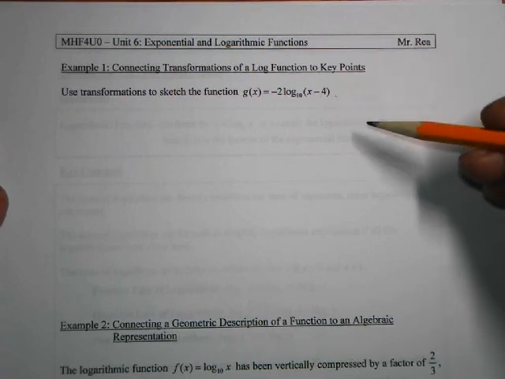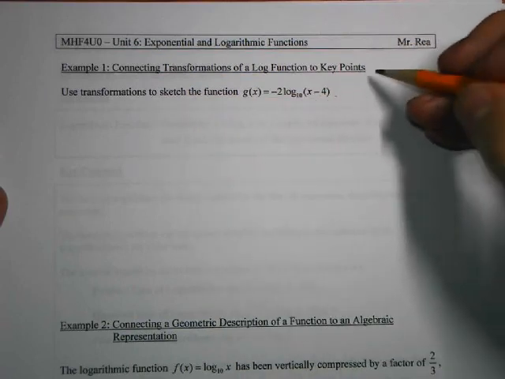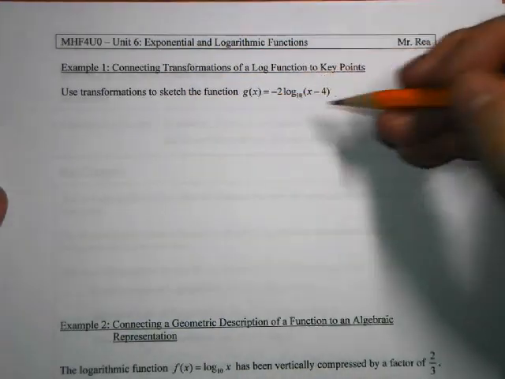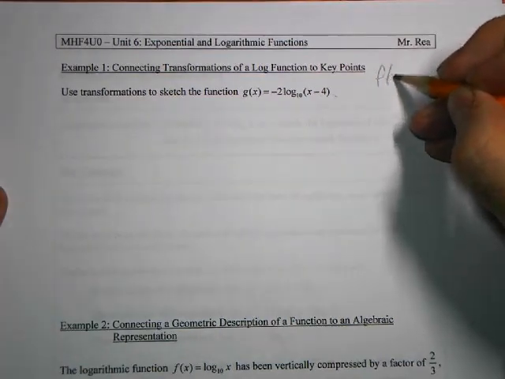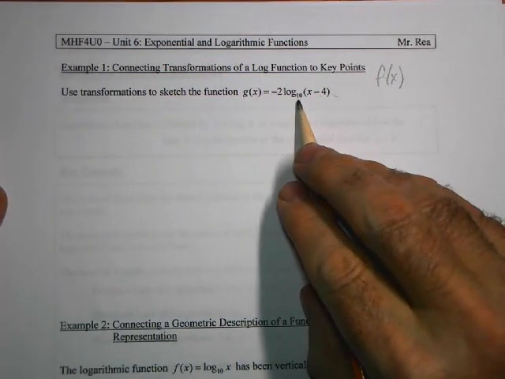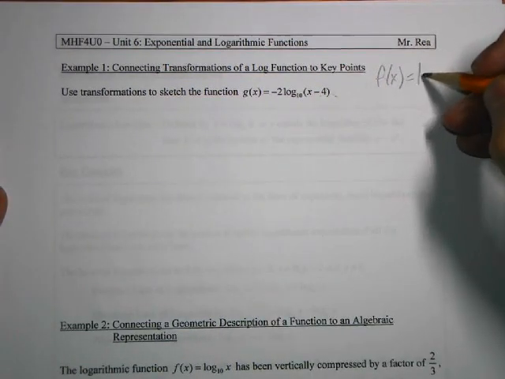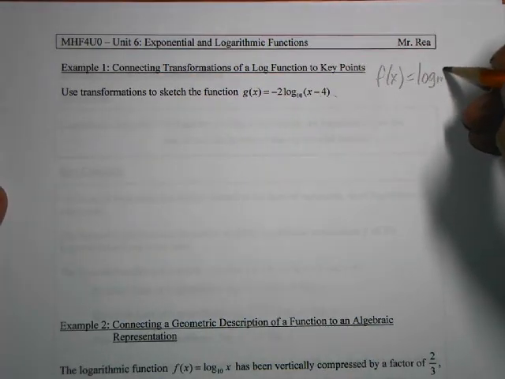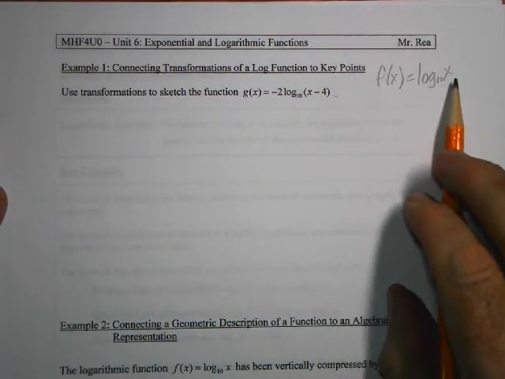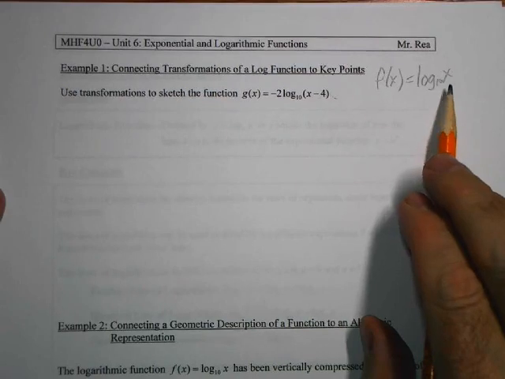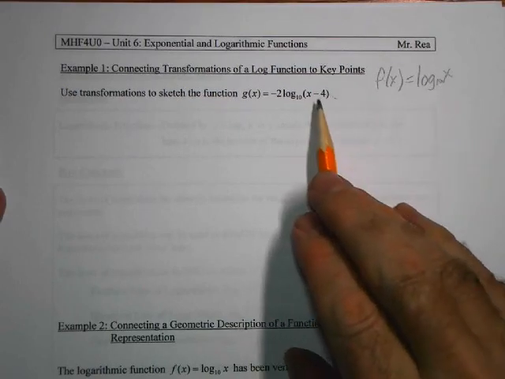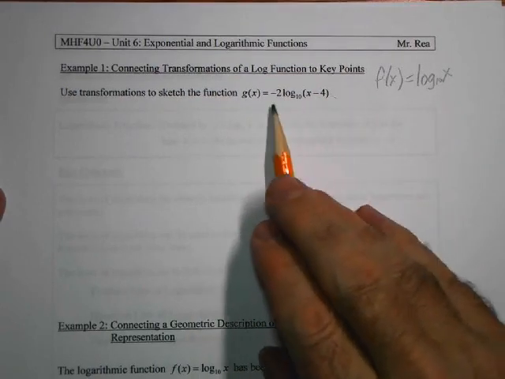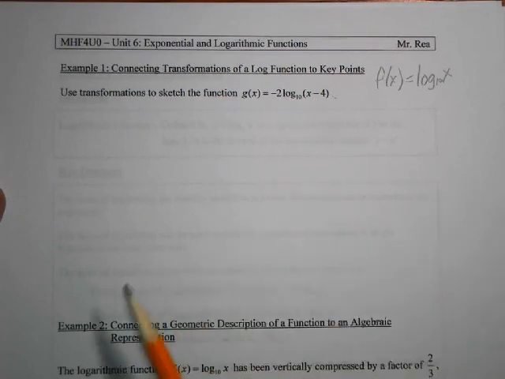So we're going to use base points of this function. Remember, if this is our transformed function, our base function, you can see it's base 10, so it's log base 10 of x. What we want to do is find some base points from that base function and then apply these other transformations that are going on here.